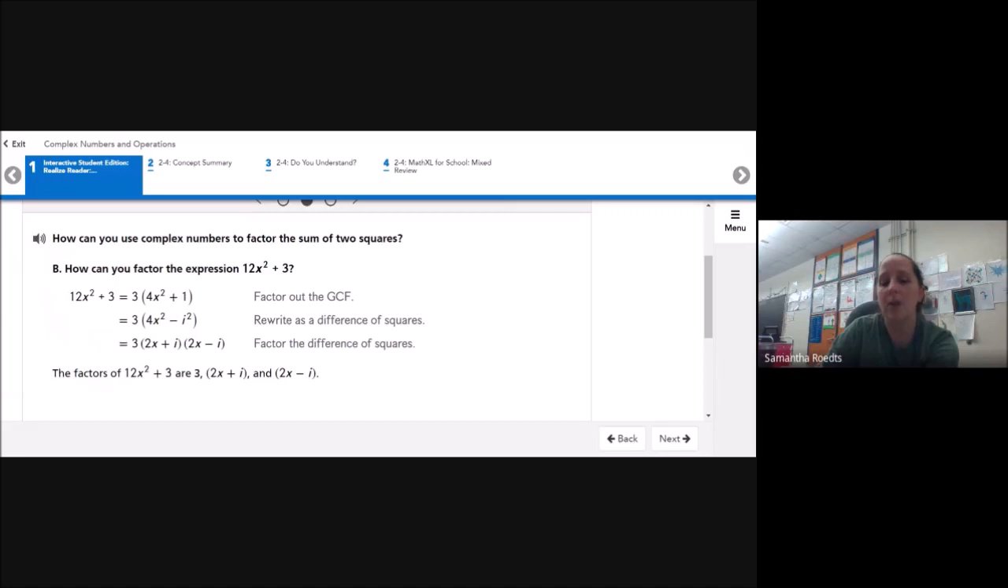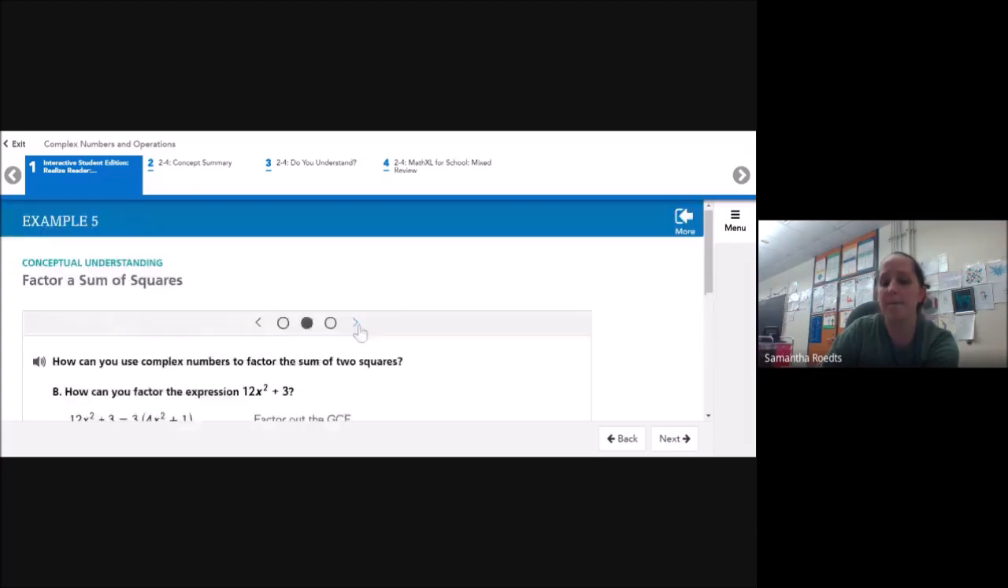Well, I can, again, rewrite this as negative i squared. It's the same thing as positive 1. So I have 3 times 4x squared minus i squared, which is the difference of squares. So I can rewrite this as 3 times 2x plus i times 2x minus i. So my factors are 3, 2x plus i, and 2x minus i.